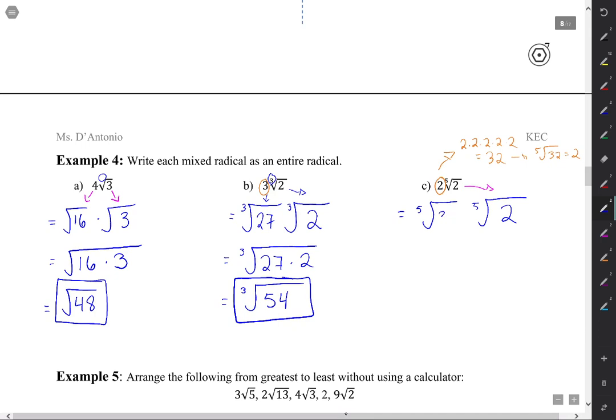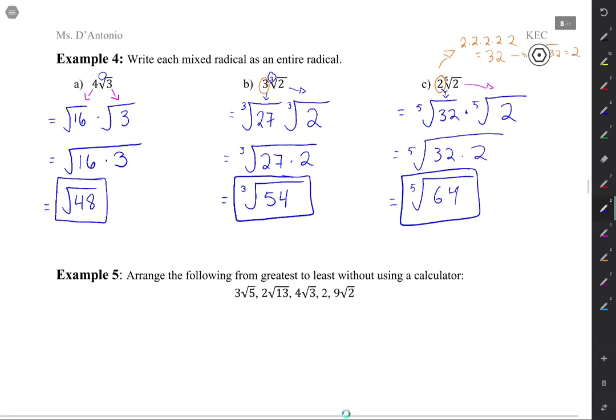We're going to put 32. So now we have the fifth root of 32 times the fifth root of 2. Remember, there's an invisible dot always in between those two, or a visible multiplication symbol. So now we can write both of these under one sign, 32 times 2 under that fifth root sign. And finally, our final answer would be the fifth root of, well, 32 times 2 is 64. So there's our final answer for this one.